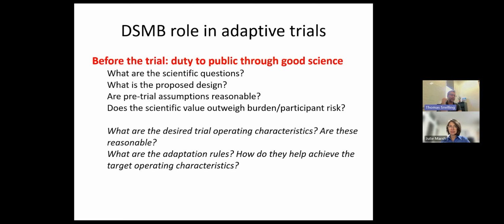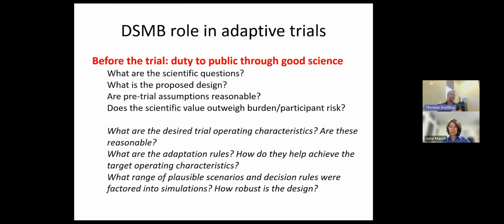It's important to understand what the proposed adaptation rules are and to understand how those adaptation rules will help the trial to achieve those desired target operating characteristics. How do they compare to a simple benchmark design trial? It's important to understand what were the range of plausible scenarios and range of possible decision rules that were factored into the simulation. How robust is the proposed design with the proposed decision rules to departures from the assumptions?